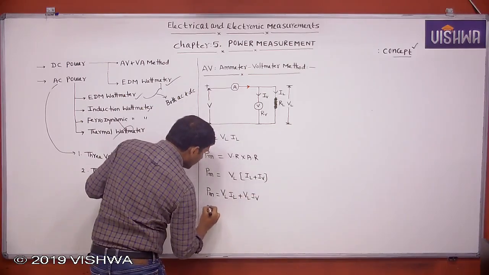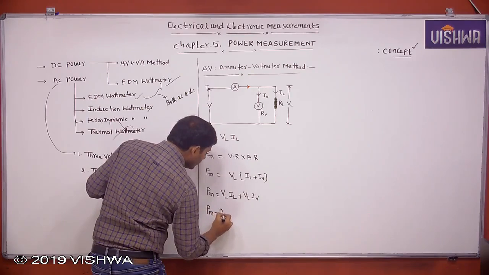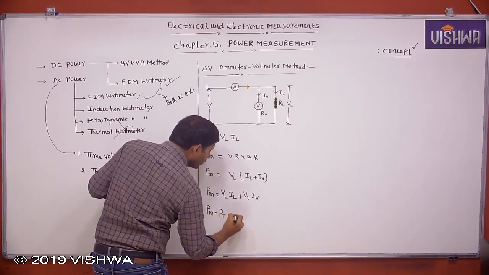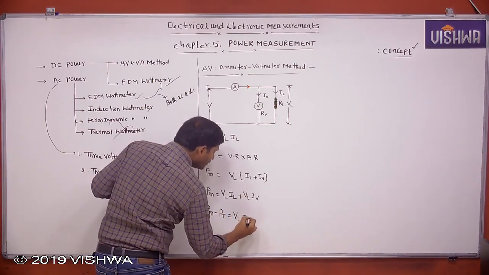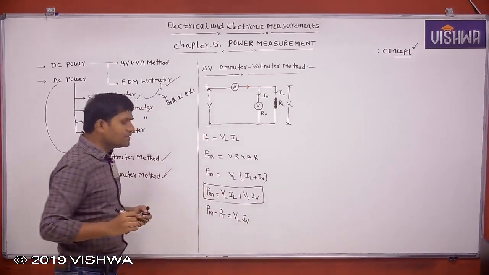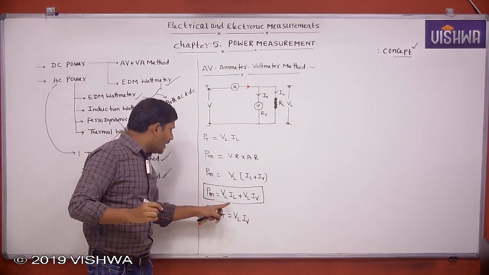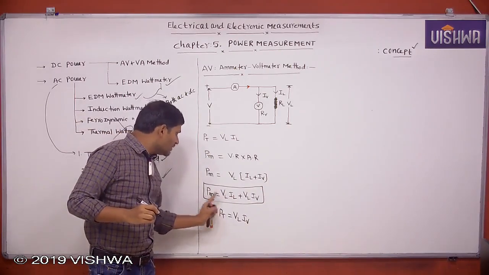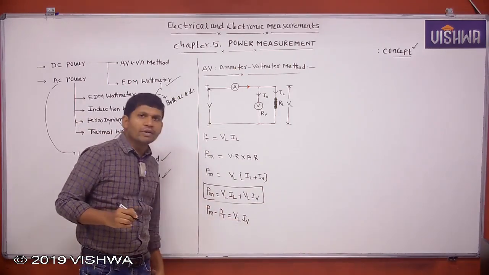Then what is the measured power minus the true power? Measured power equals VL into IL plus VL into IV. VL into IL is the true power, so bring it to this side. Measured power minus true power equals VL into IV.